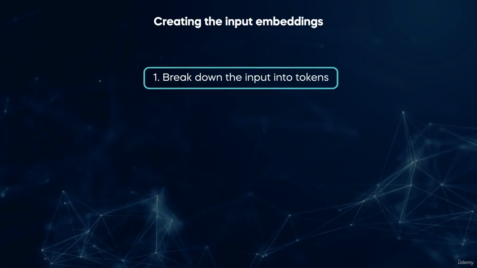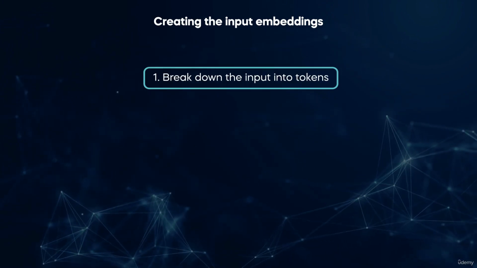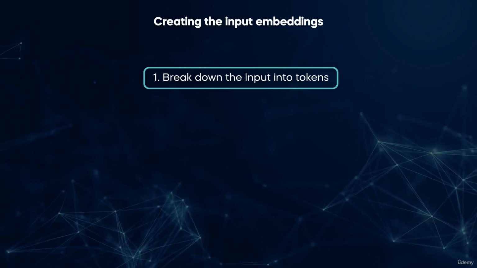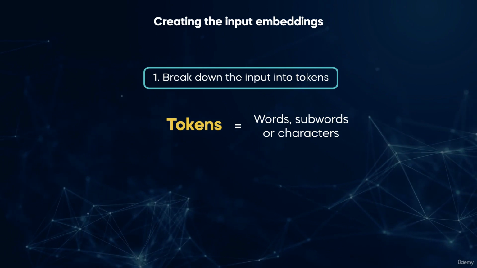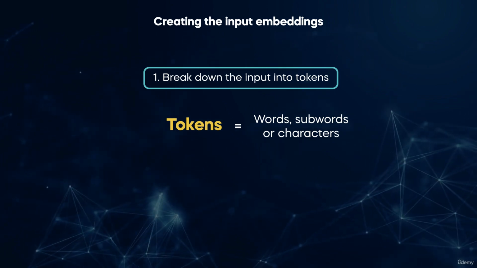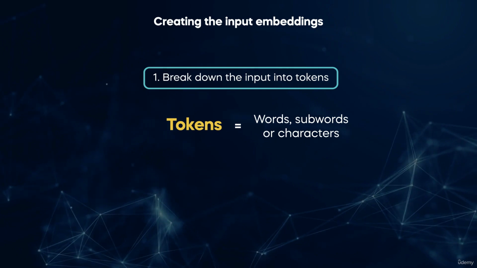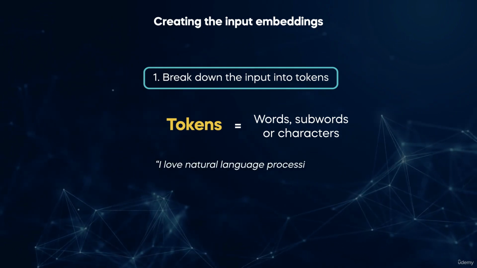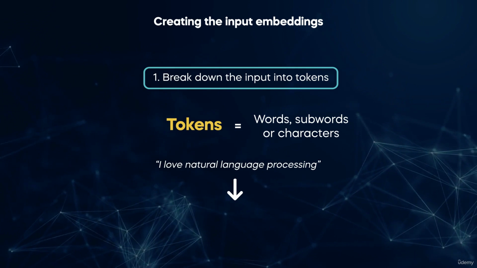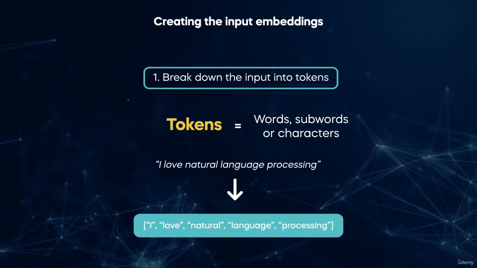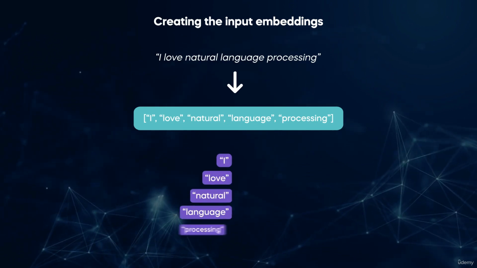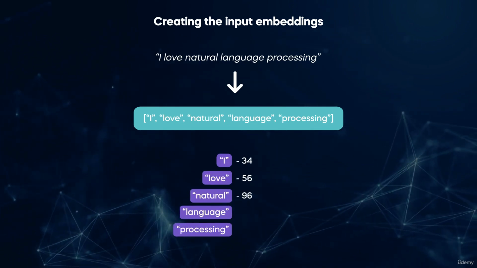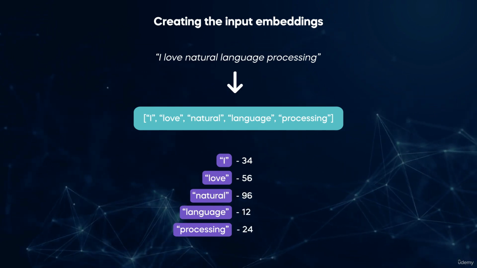The first step is to break down the input text into tokens. So if you're not familiar with tokens, these can be words or subwords or even characters of the text, depending on the specific tokenization strategy used. For example, the sentence, "I love natural language processing," might be tokenized into the following. Each token is then mapped to a unique identifying number based on a predefined vocabulary.